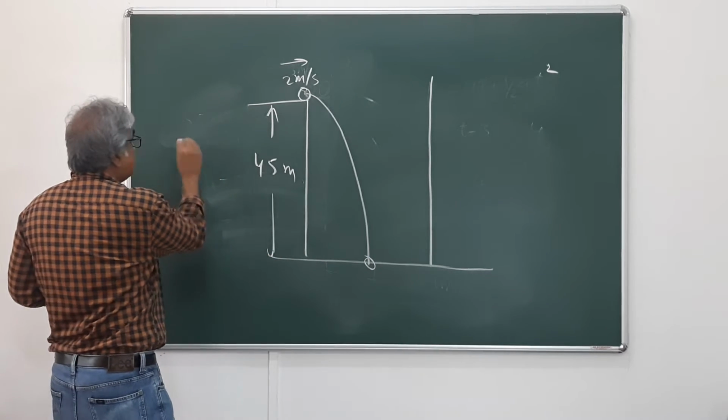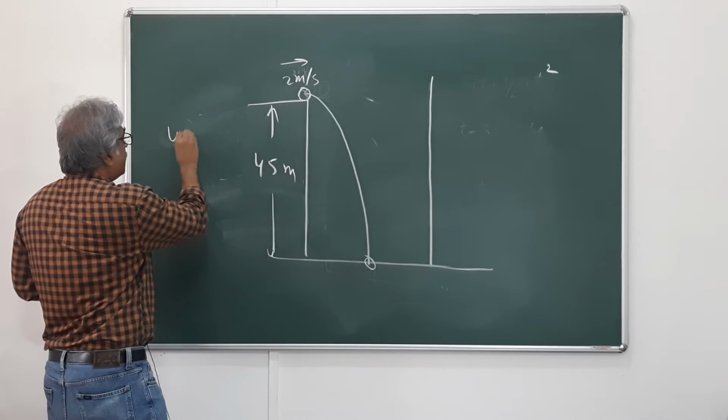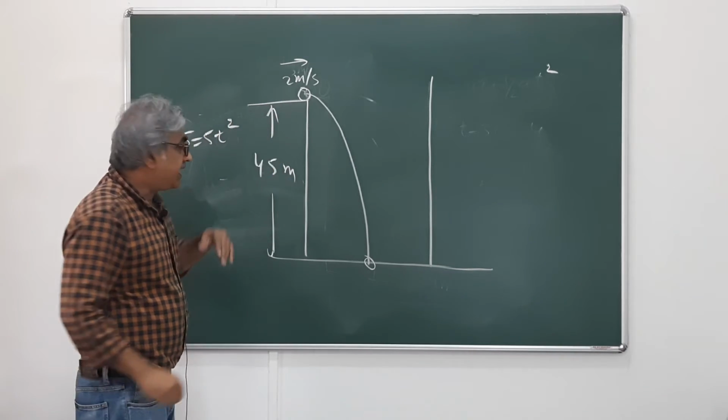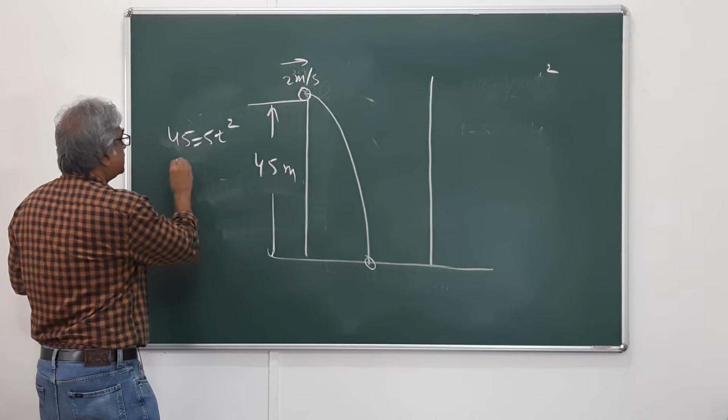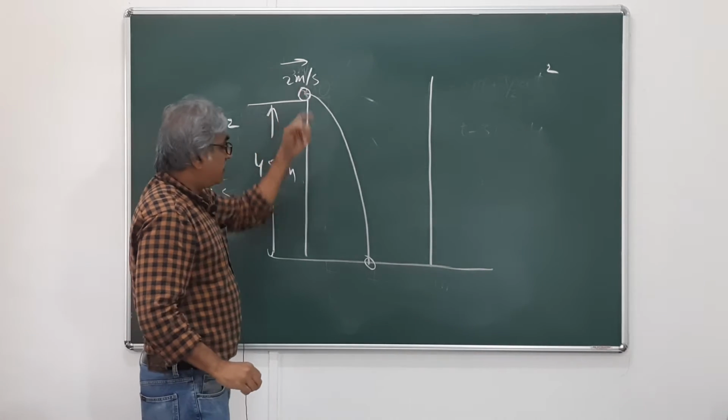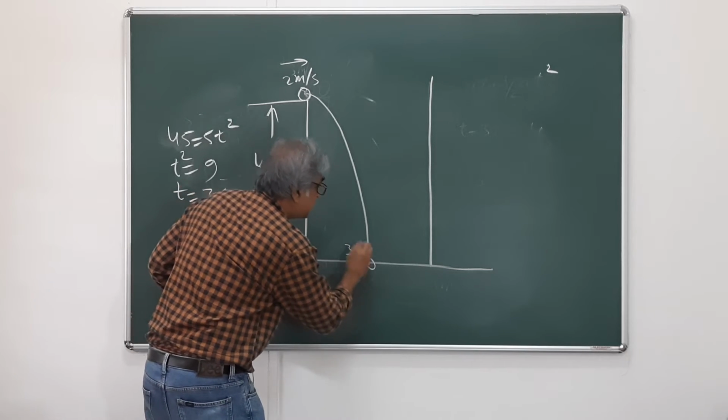Again, we know that the height is given by 45 equals 5t². H is equal to 5t², right? So we can say here t² is equal to 9, and t is equal to 3 seconds. So this ball will reach the ground in 3 seconds.